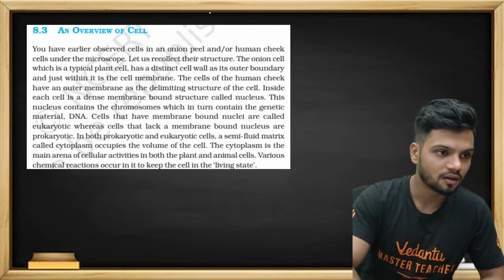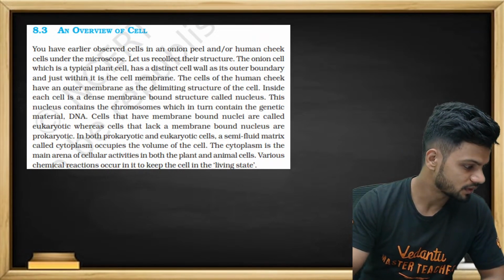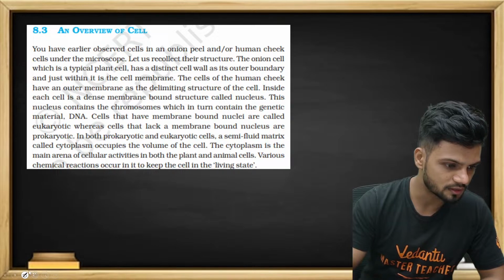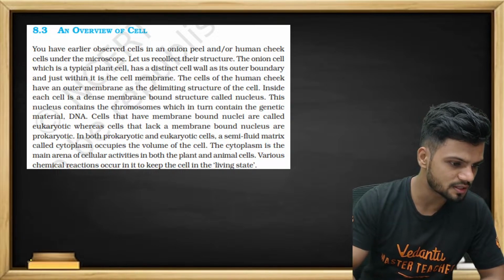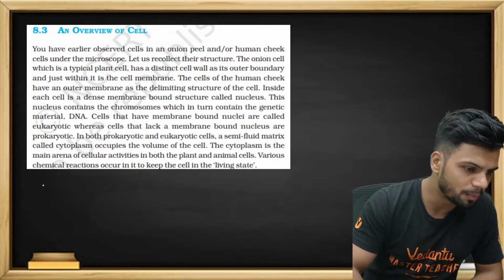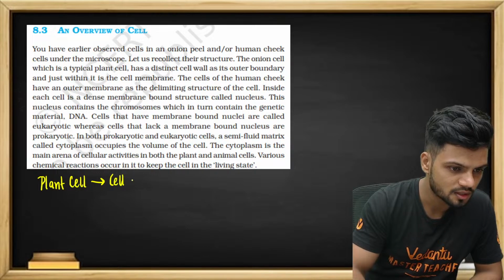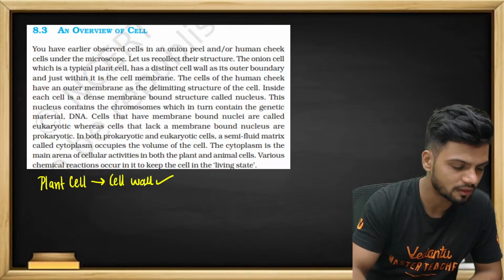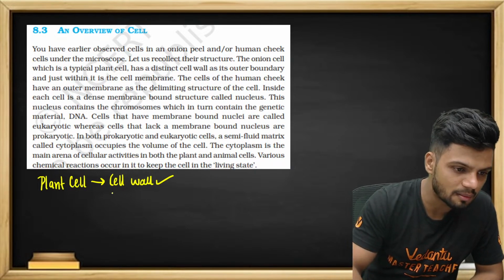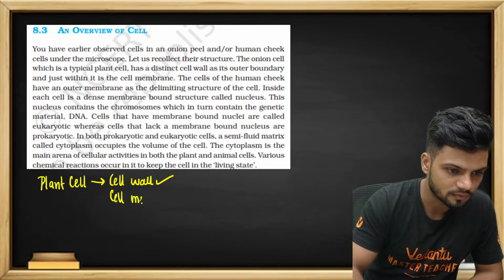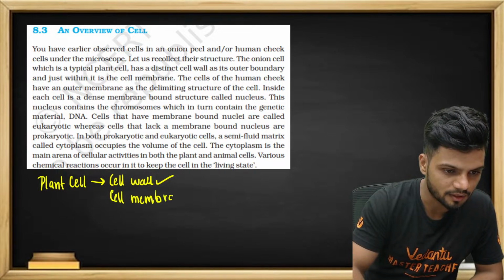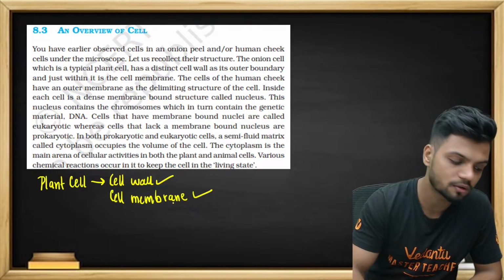Now let's read the overview of cell theory. Before we go to the overview of cell theory, students, tell me, do plant cells have a cell wall? Yes, plant cells have a cell wall. Will they have a cell membrane? Yes, they will have a cell membrane also present.